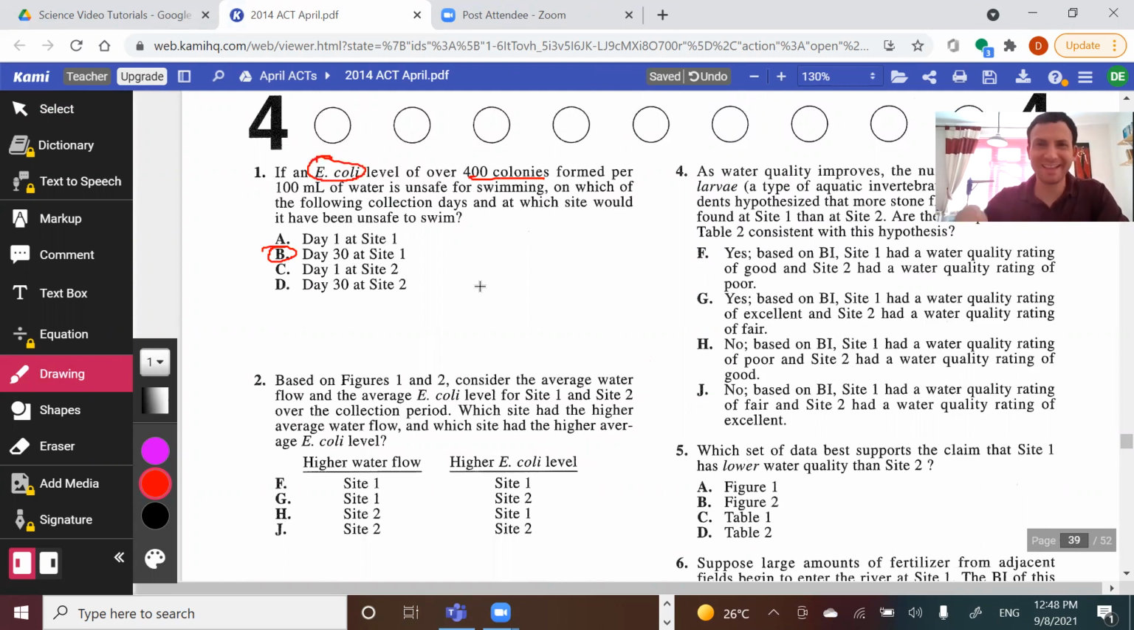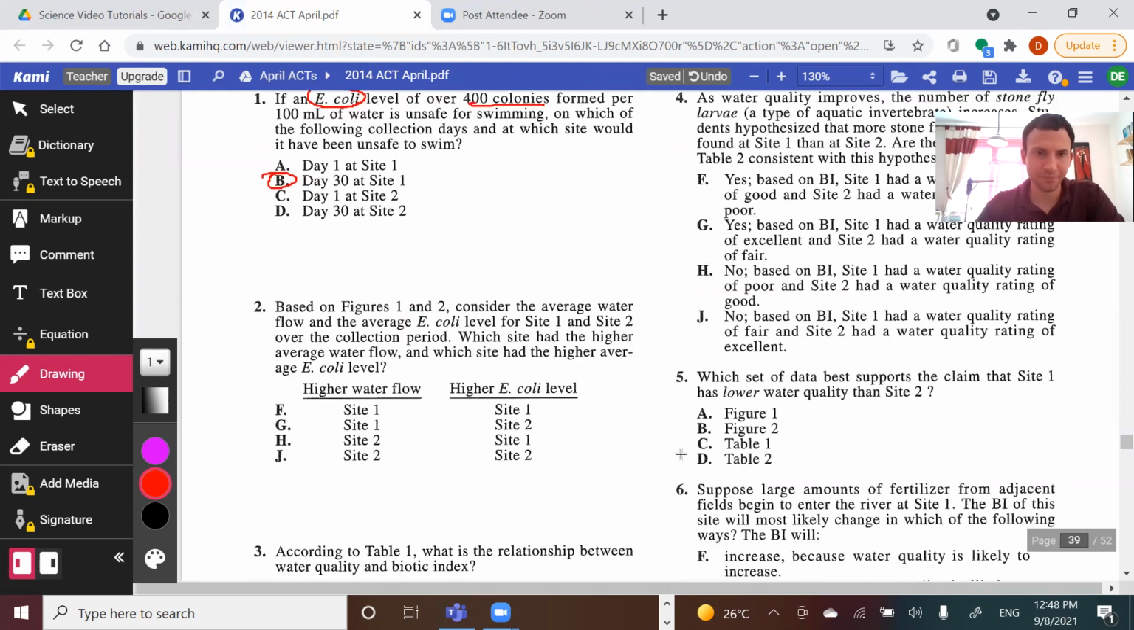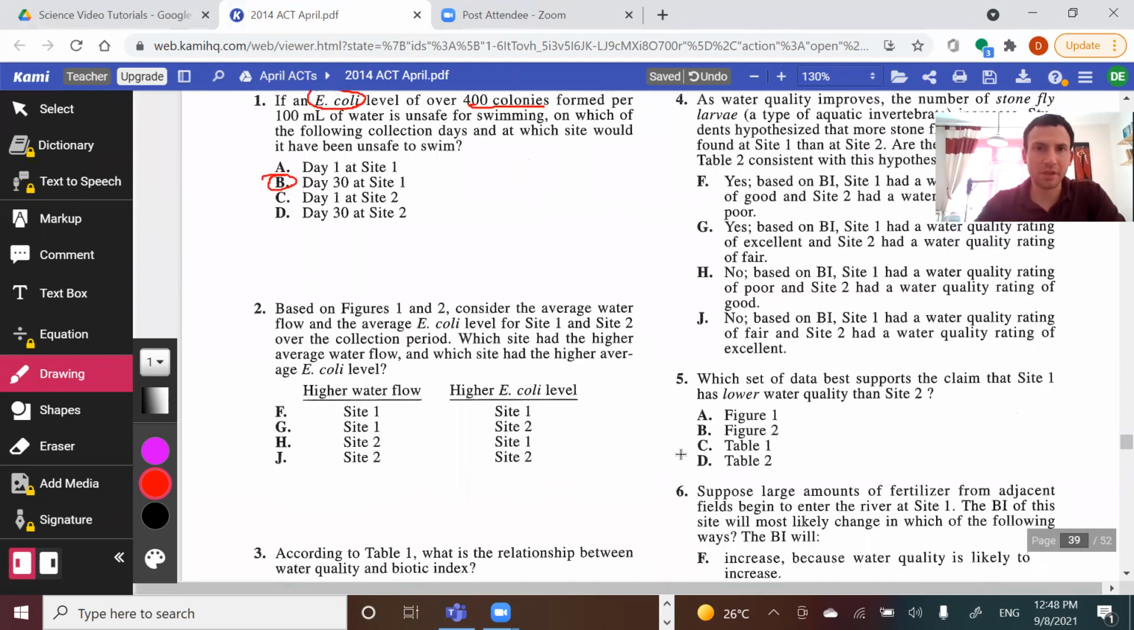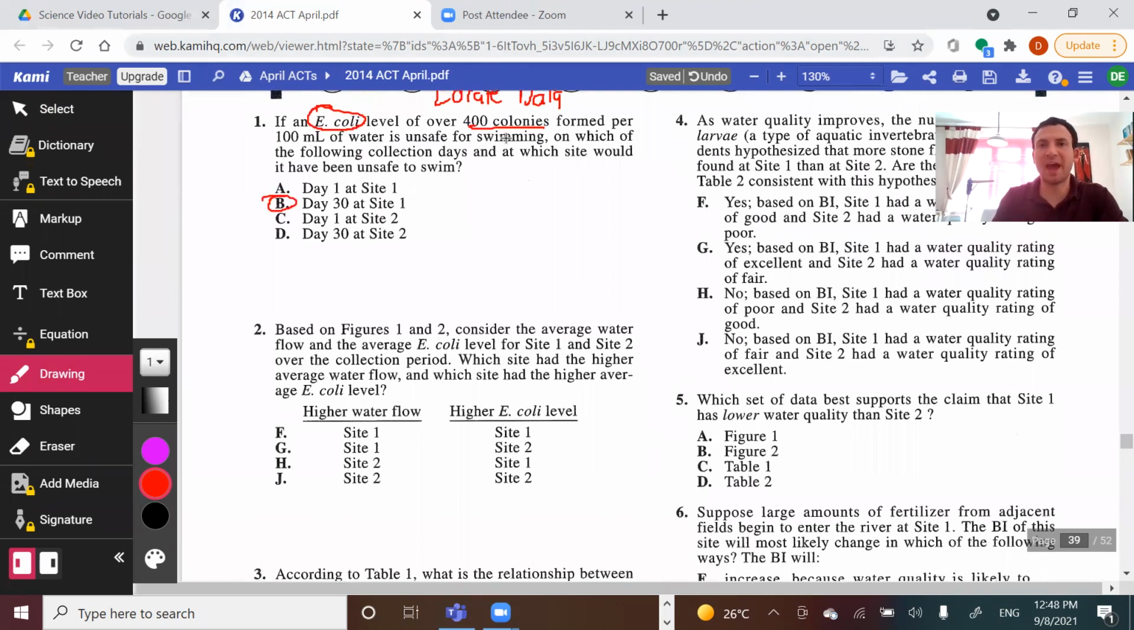That's just called a locate data question. The first few are pretty much always locate data, where they just give you your inputs and they want you to figure out what the output would be, or vice versa. In this case, they told you you have an output above 400, and we just had to find the input.